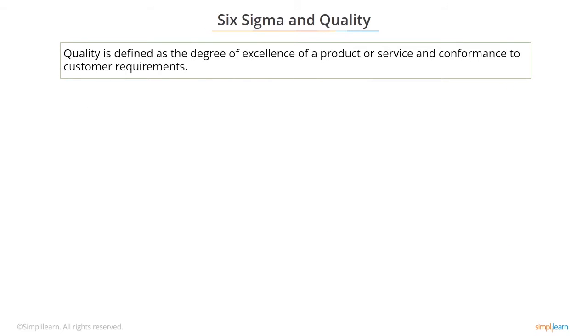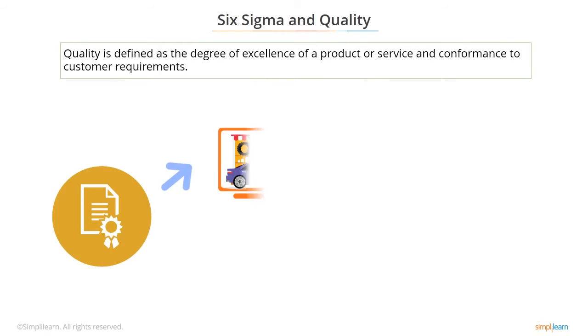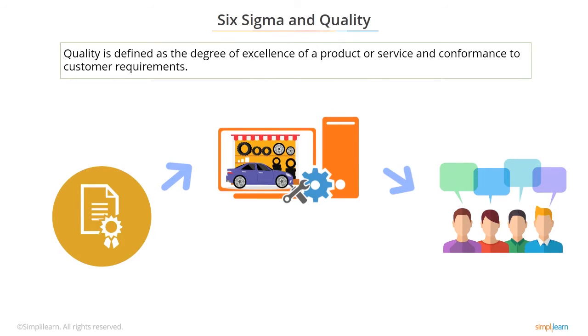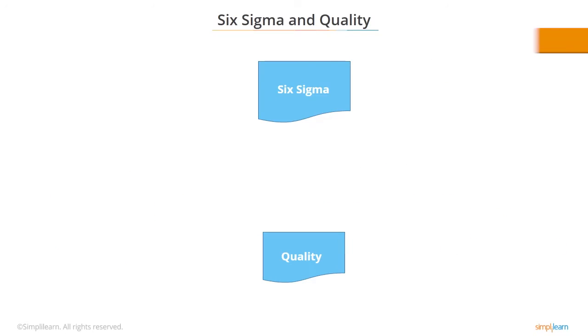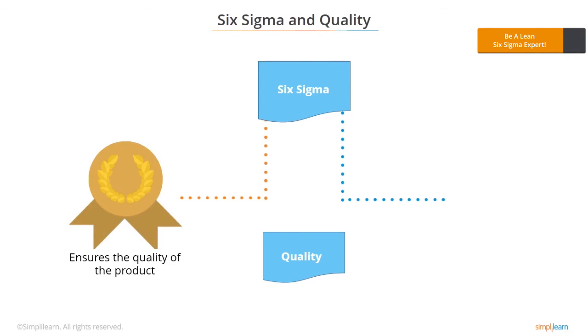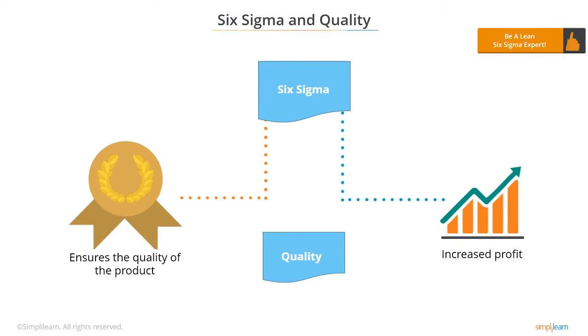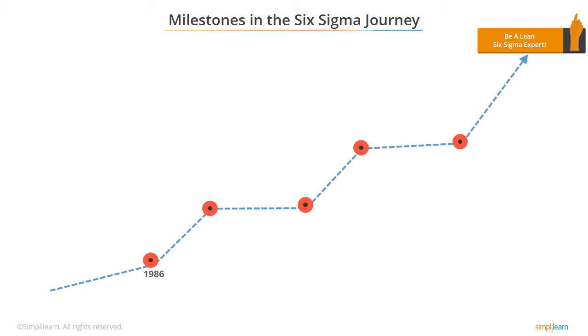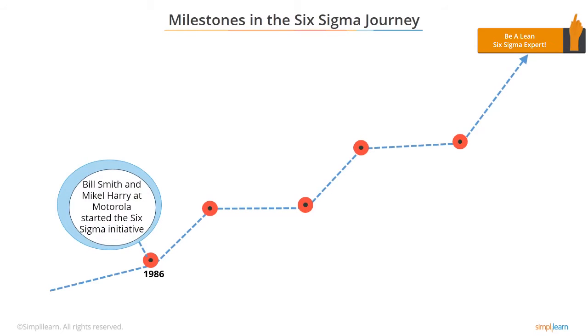Quality is defined as the degree of excellence of a product or service and conformance to customer requirements. Taking a process to Six Sigma level ensures the quality of product and increase in profits as the primary goal. In other words, Six Sigma signifies quality. In 1986, Bill Smith and Mikhail Harry at Motorola started the Six Sigma initiative to improve performance.